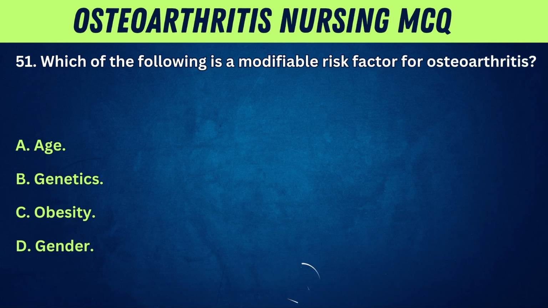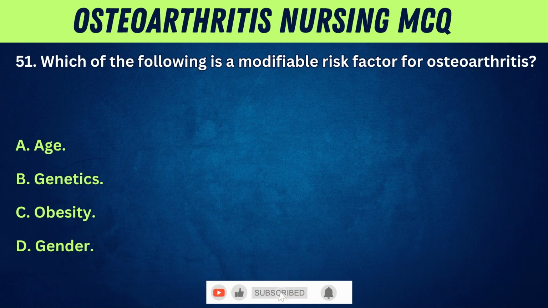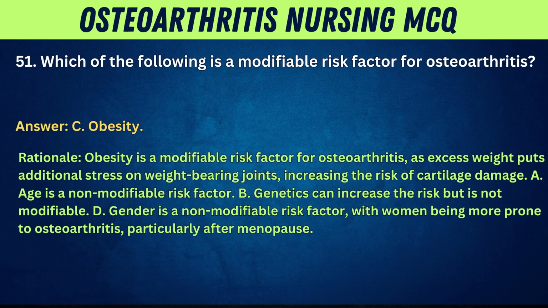51. Which of the following is a modifiable risk factor for osteoarthritis? A. Age. B. Genetics. C. Obesity. D. Gender. Answer: C. Obesity. Rationale: obesity is a modifiable risk factor for osteoarthritis, as excess weight puts additional stress on weight-bearing joints, increasing the risk of cartilage damage.